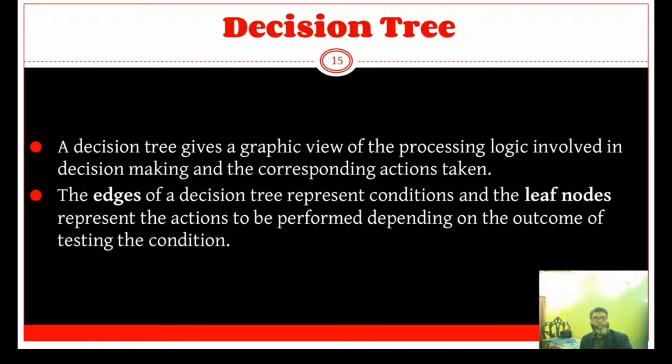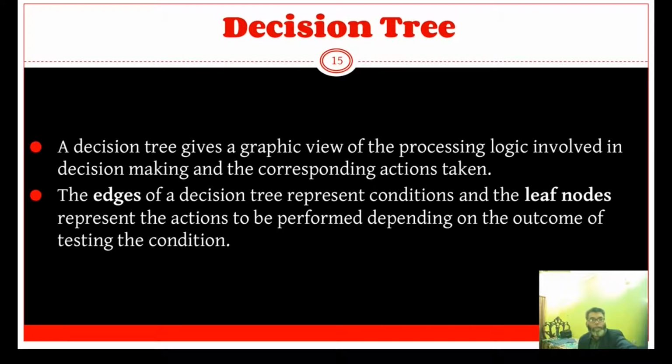Decision tree. A decision tree gives a graphical view of the processing logic involved in decision making and the corresponding actions taken. The edges of a decision tree represent conditions and the leaf nodes represent the actions to be performed depending on the outcome of testing the condition. In other words, a decision tree is a decision support tool that uses a tree-like model of decisions and their possible consequences, including chance event outcomes, resource cost, and utility. It is one way to display an algorithm that only contains conditional control statements.